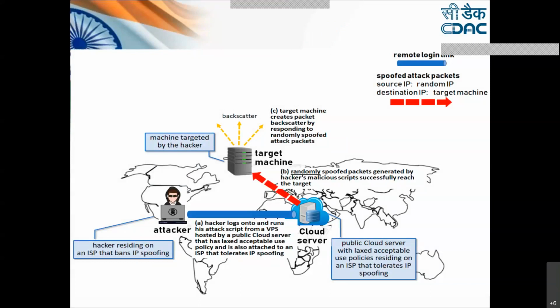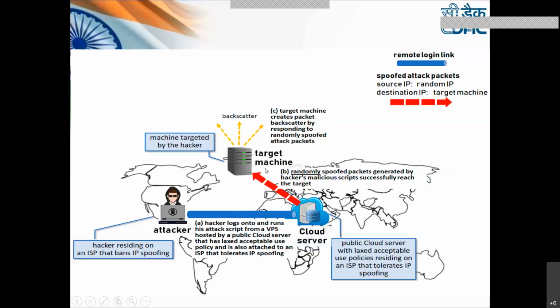As you can see in this diagram, a particular hacker tries to impersonate that he is from some other country. The hacker, residing on an ISP that bans IP spoofing, logs on and runs his script from a VPS hosted by a public cloud server. So he spoofs himself through another country and tries to basically target that particular machine. The hacker tries to log in from another country by using a VPN service or a VPS hosted in a public cloud sector, and then he tries to randomly attack a particular organization.